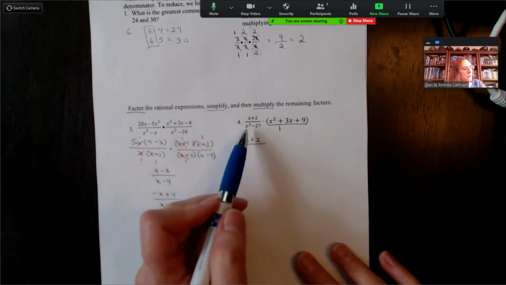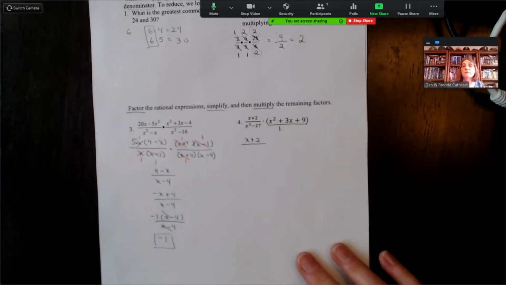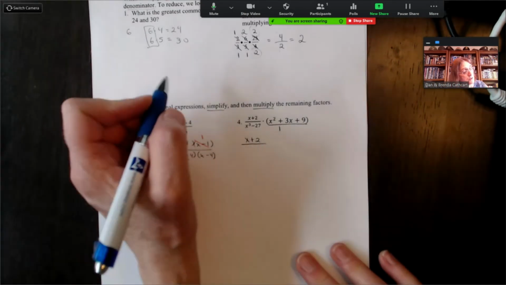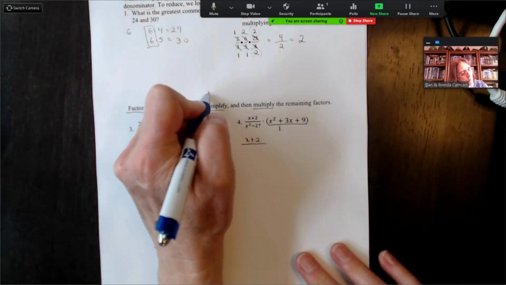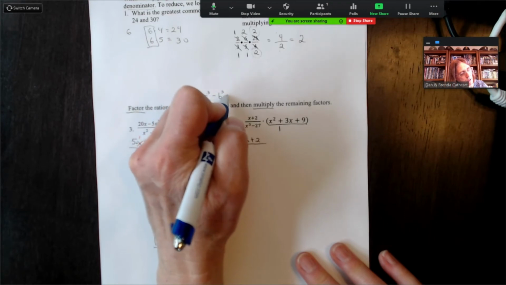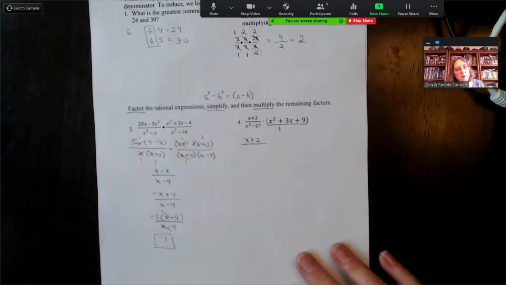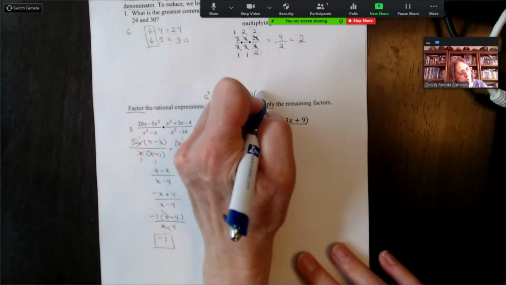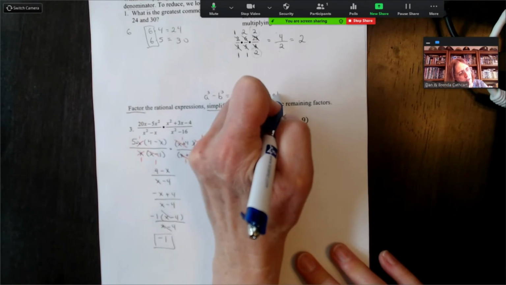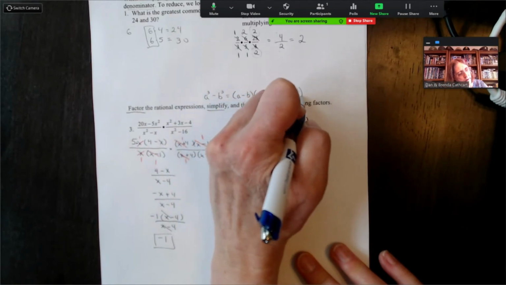In the denominator, we have x cubed minus 27, which is a difference of 2 cubes. And we need to remember how to factor a difference of 2 cubes. Our rule for a difference of 2 cubes is when we have a cubed minus b cubed, it factors to the binomial a minus b multiplied by the trinomial a squared plus ab plus b squared.